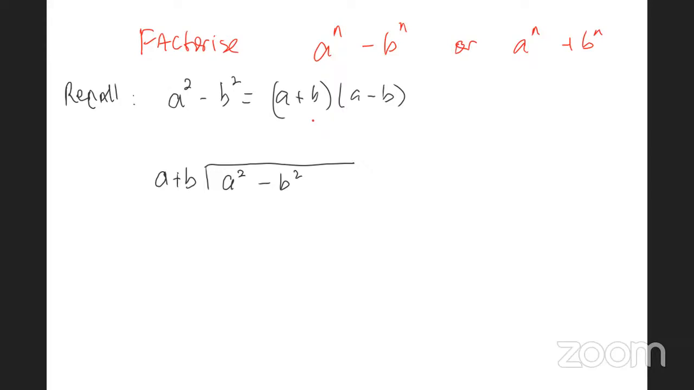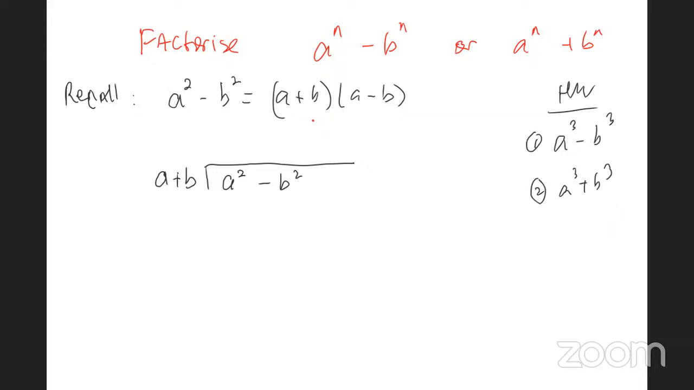Okay. So yes, if you long divide a plus b into a squared minus b squared, you will get a minus b. So I want to show you how to do that. And that might lead you into figuring out the homework, how to factorize a cubed minus b cubed, a cubed plus b cubed, a to the 5 minus b to the 5. Actually, that's too much homework. Just 1 and 2. So I want to show you what to do.